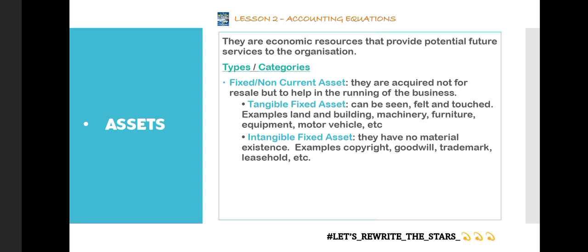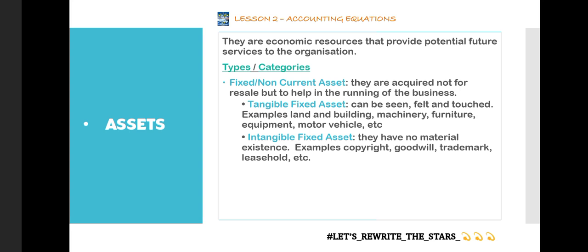And these two things belong to the business. Because they are not for sale, and they help in the efficient running of the business, we call them fixed assets, because they are in the business for a long period of time. We are not selling them, we are not giving them out. They are just within the business, helping us to run the business efficiently. So those are the things we term as fixed assets.